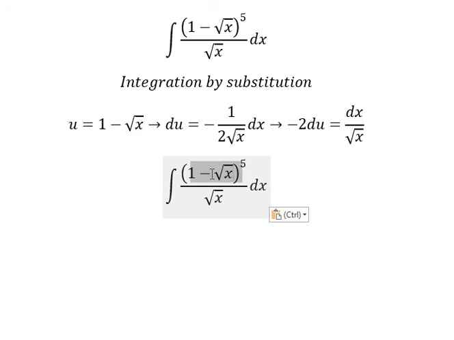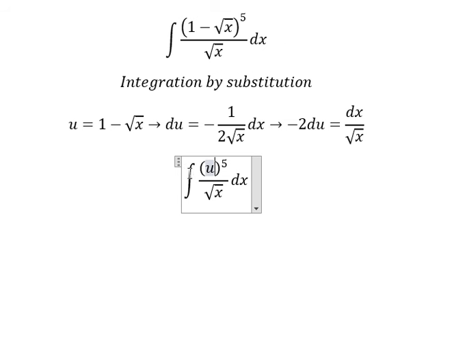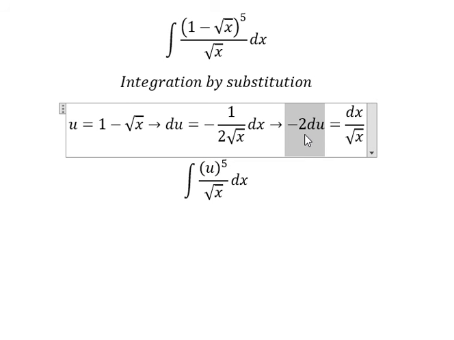Next, this one we change by u. So we have the s over the square root of s. We change by negative number 2 du.